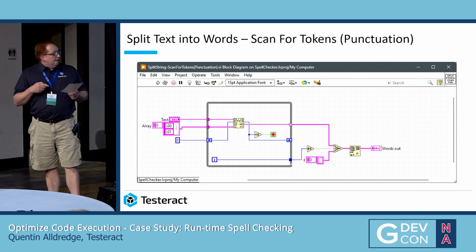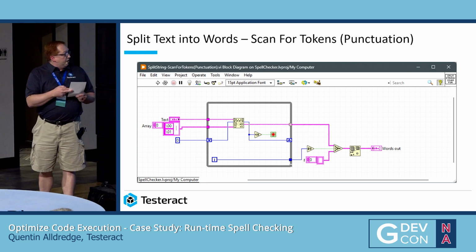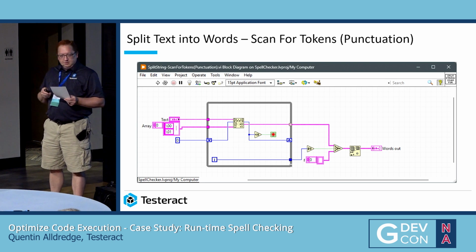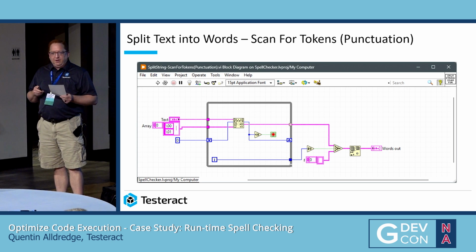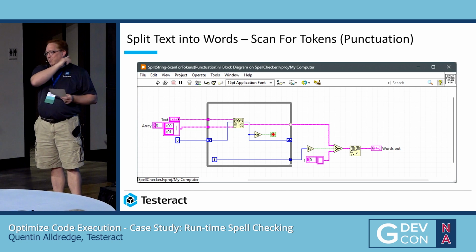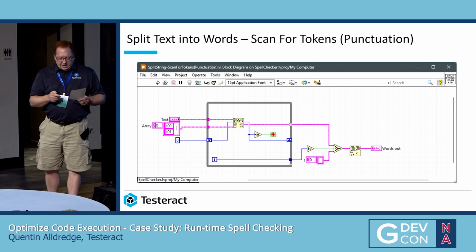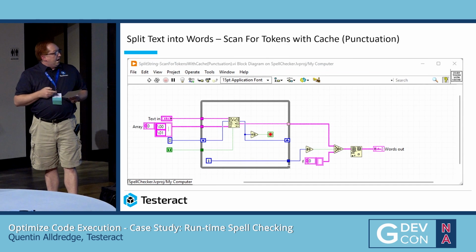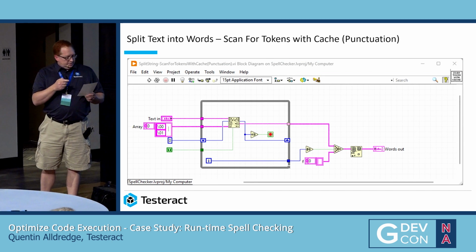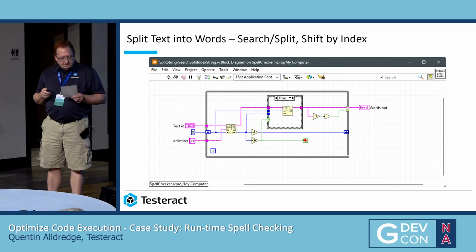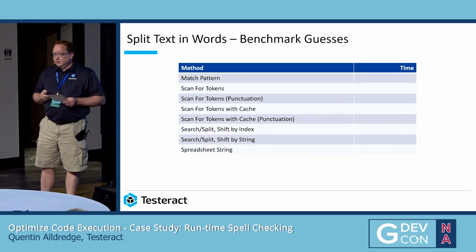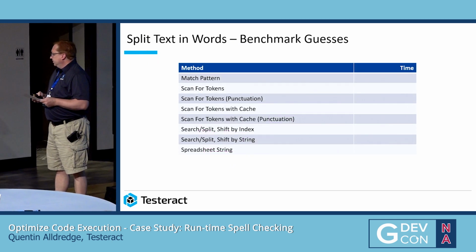This one is scan for tokens, but our tokens have all the punctuation and everything still in it. So we're using all of the tokens, not just space. The caveat for this one is we didn't do the punctuation remove step. We went straight to this step. And then you have with cache, and then you have all of it with cache. So that's the only difference between those. Then you have the shift by index again, and then you have the shift string again, and then you have the spreadsheet string. All right.